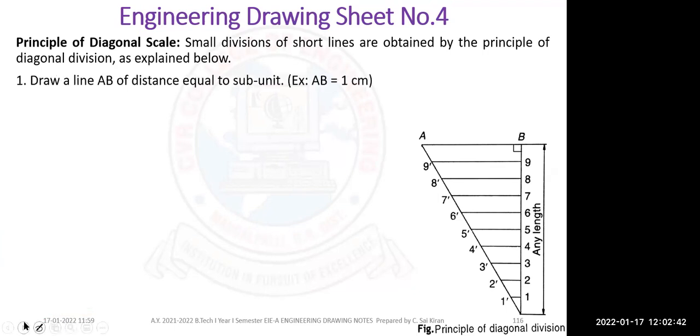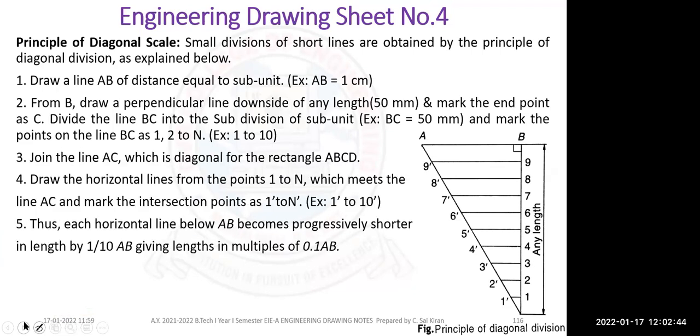So this is only for short answers. It cannot be asked for long answers. If they ask, explain the principle of diagonal scale as a 2 marks question, whatever I explained in the video, same thing. First draw the AB line, then extend any length, divide this vertical line into 10 equal parts, then draw the diagonal.